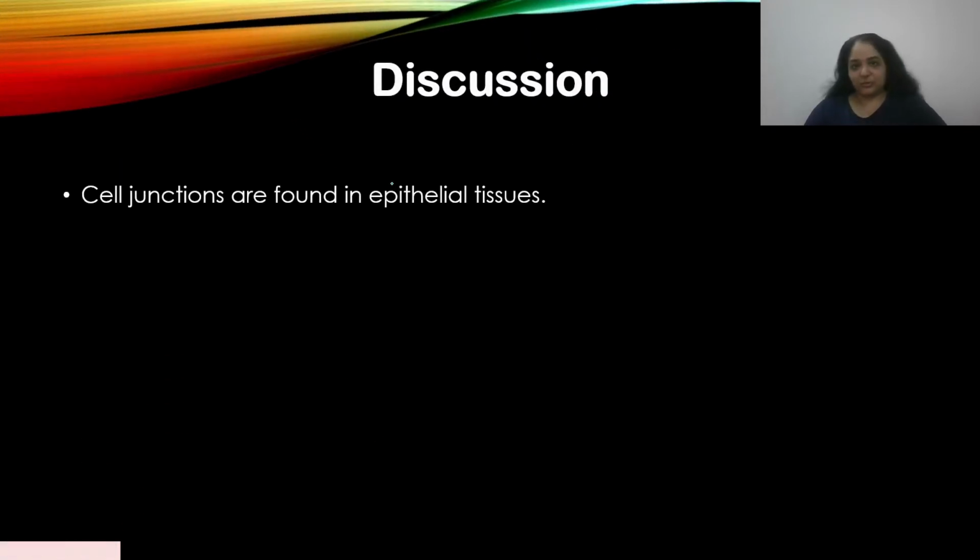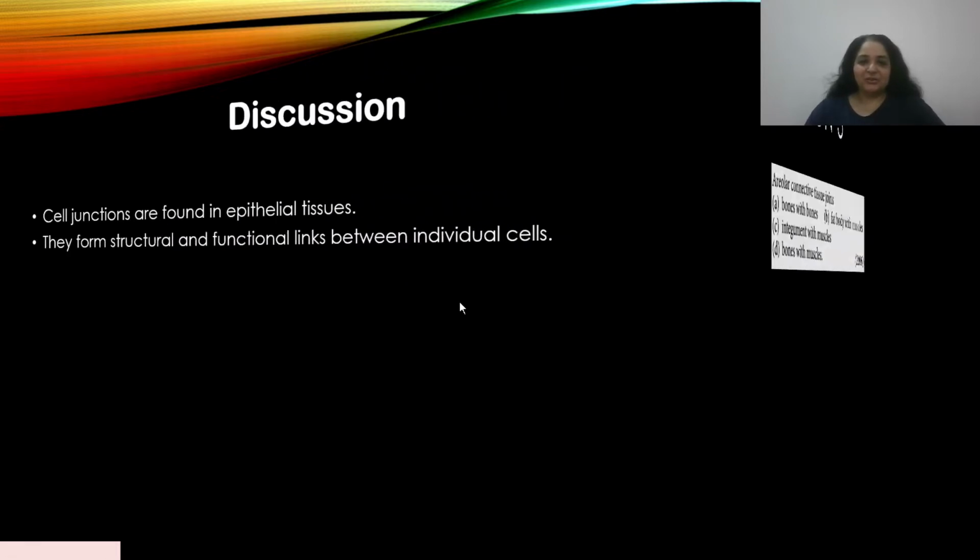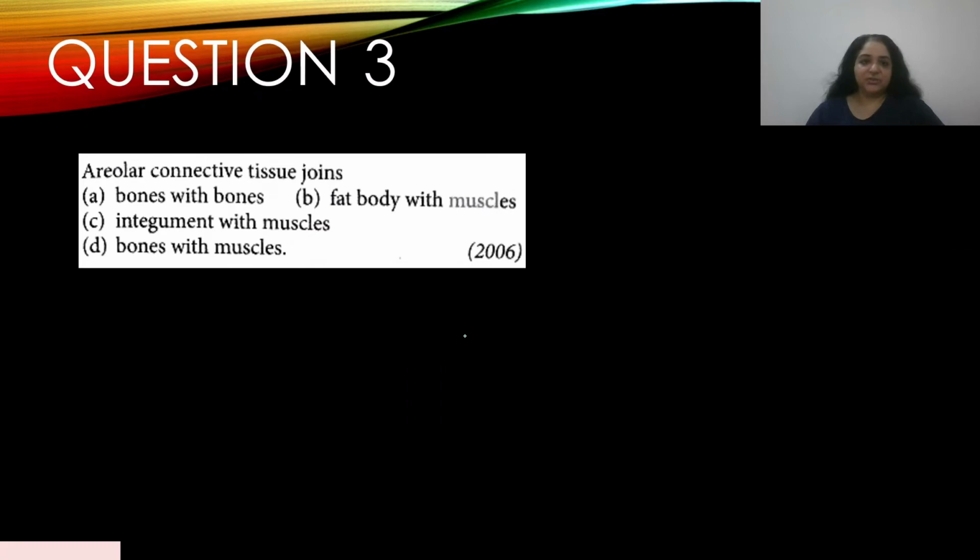So cell junctions are found in epithelial tissues, and they form structural and functional links between individual cells. So this is easy. I've already discussed cell junctions in much detail in part 1, so please go check that out. Question number 3. Areolar connective tissue joins, this appeared in 2006. A, bones with bones; B, fat body with muscles; C, integument with muscles; D, bones with muscles.